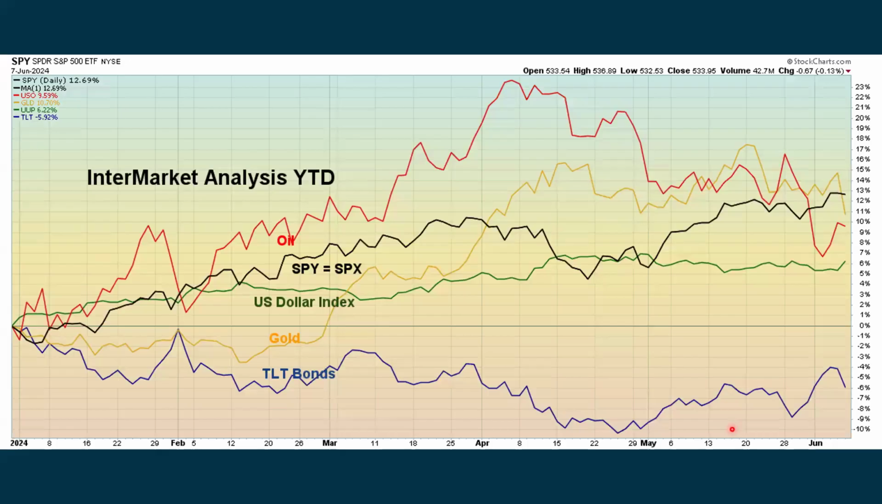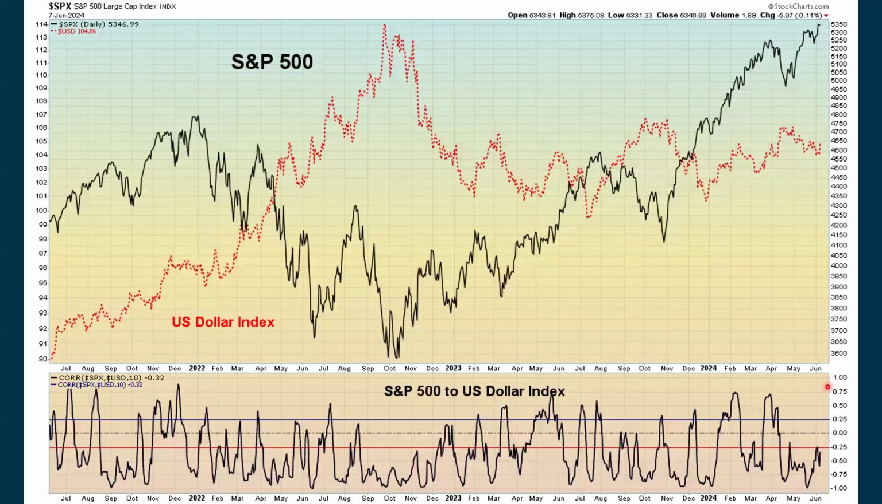Here's an intermarket analysis chart where for the first time in a while, we see stocks performing the best going back to the beginning of the year. Then we see gold, then we see oil. For a while, we were seeing oil in first place. And then the dollar, that's the green line. And then bonds based on price are actually down year to date.